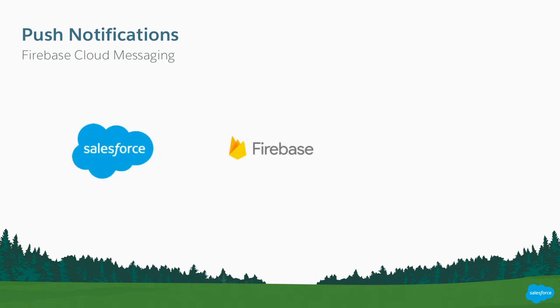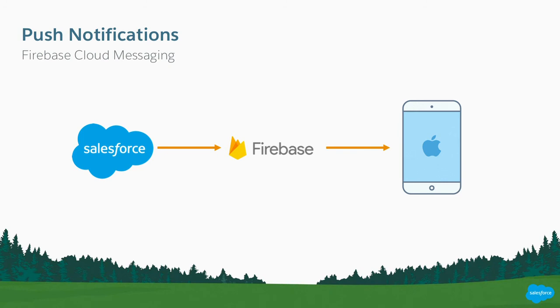Real quick, on the push notification side, you basically have three entities. You've got Salesforce that is sending an HTTP request out to Firebase, and then Firebase is delivering that message based on the topic, they call it a topic or channel, that you are directing that message to, and that'll be delivered to the device.